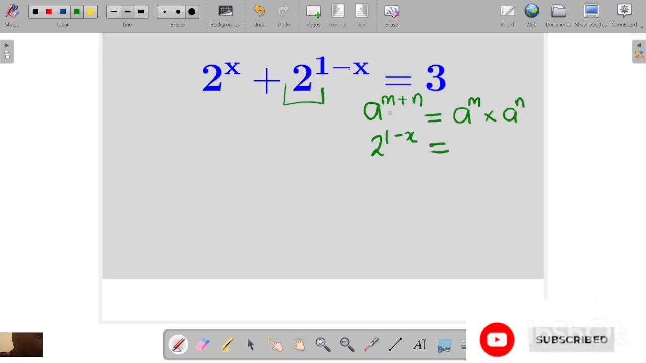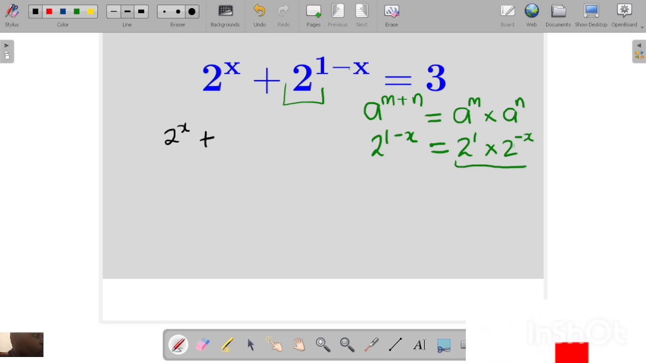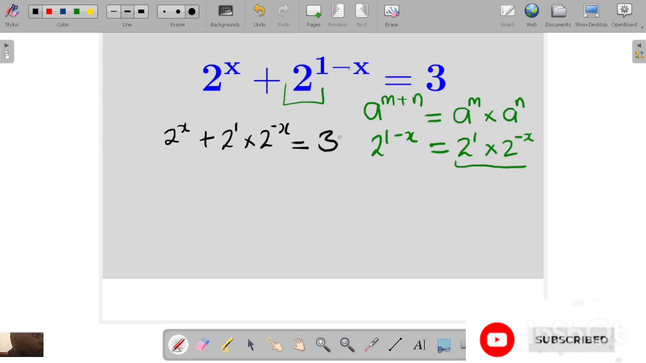So by applying this, it means that we're going to have 2 to the 1 times 2 to the negative x. Okay, so we are going to replace this here. Meaning we're going to have 2 to the x plus, now we're going to replace this 2 to the 1 times 2 to the negative x, and this should equal 3, this 3 here.